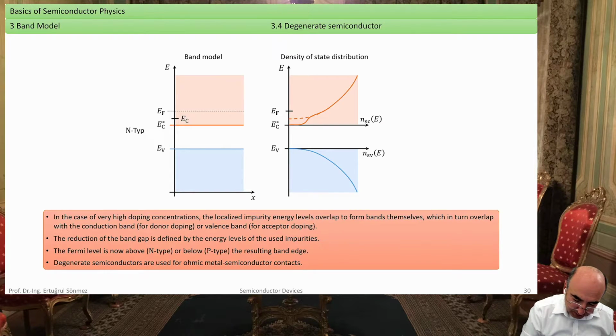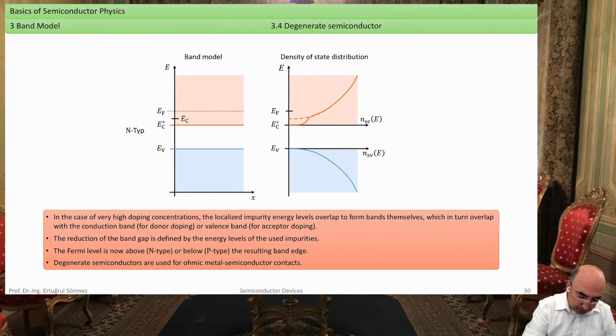And this degenerate semiconductor is used for ohmic contacts. Okay, so at high doping concentrations, the localized impurities overlap and do themselves generate a band. So we reduce the band gap. We have talked about that topic. The Fermi level is above the corresponding band edges. The degenerate semiconductors are used for ohmic metal semiconductor contacts.